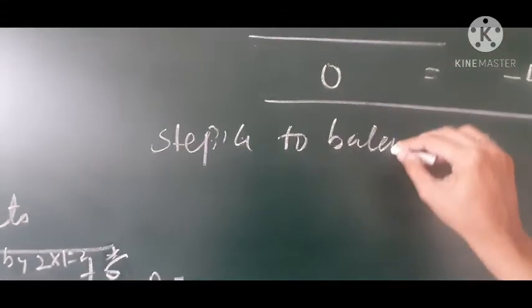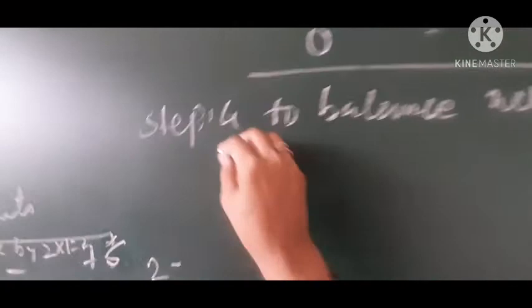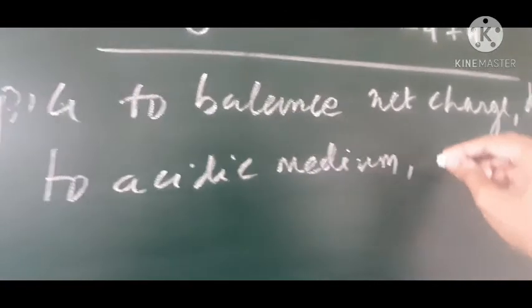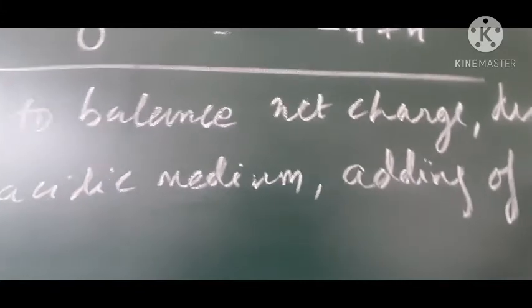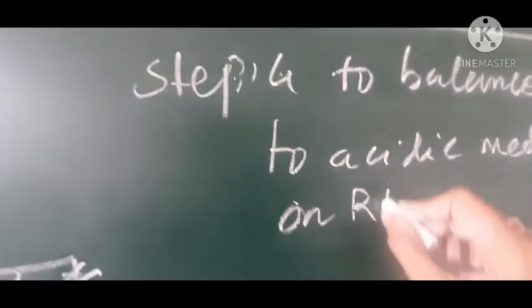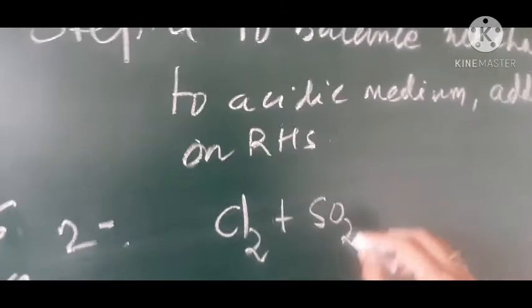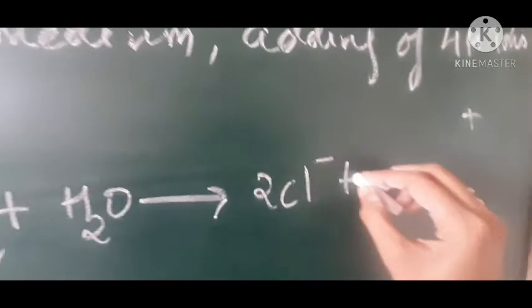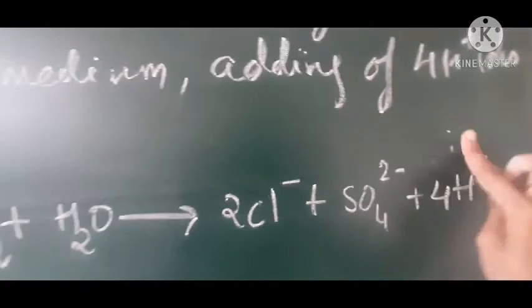To balance net charge, due to acidic medium, adding of 4H plus ion on the right hand side. So now we have the equation Cl2 plus SO2 plus H2O, which gives 2Cl minus plus SO4 minus 2 plus 4H plus, because the medium is acidic.